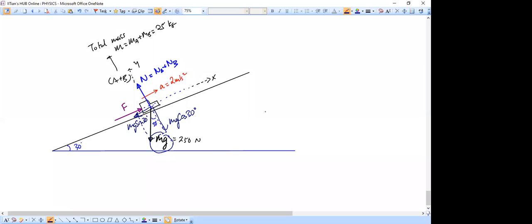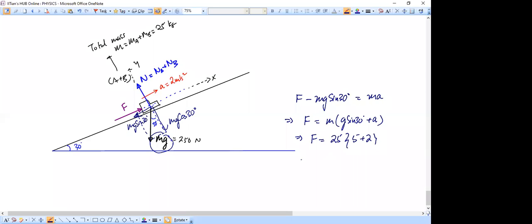Okay. So now along the inclined plane, what is happening? The net force is F minus mg sin 30, and that is equal to mass into acceleration. So F will become m into (g sin 30 plus a). So 25 into (5 plus 2). So F will become 175 newtons. This is how to do the first part of the question.